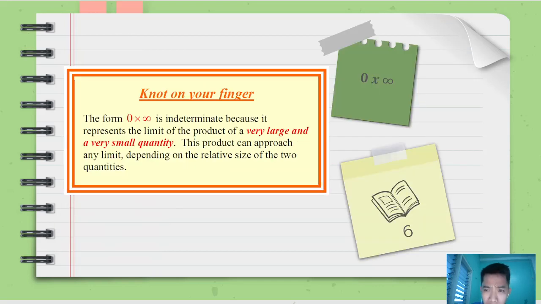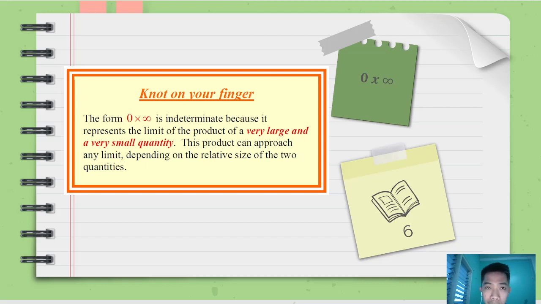Also, the 0 times infinity form is indeterminate because it represents the limit of the product of a very large number and a very small quantity. So we do not know their product. This product can approach any limit depending on the relative size of the two quantities. So this is considered to be an indeterminate form.